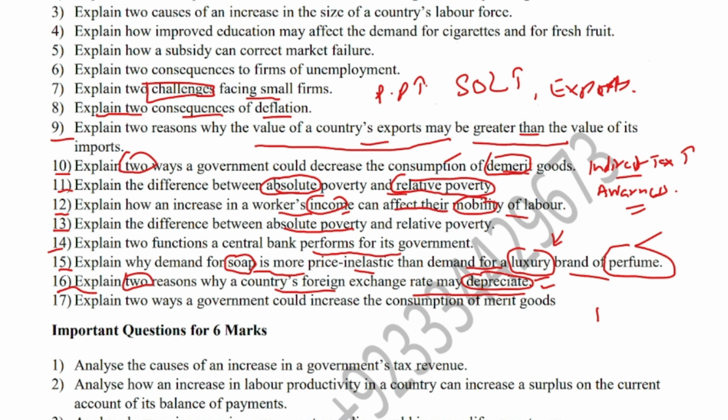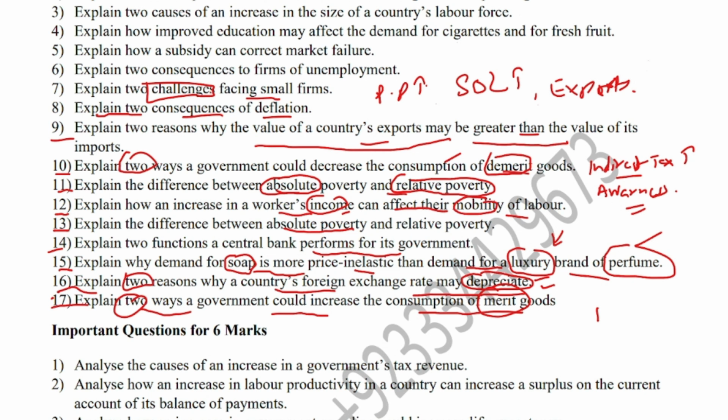Question number 17 is: explain 2 ways a government could increase the consumption of merit goods. I think this is also a repeated question, so I can give you a little explanation of this as well. Merit goods are the goods that are beneficial to the consumers as well as the overall society and third party. And 2 ways government can use to increase the consumption of merit goods include provision of subsidy.